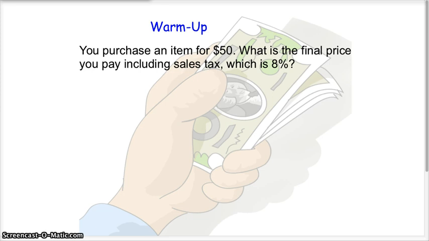Before we start section 7.7, exponential growth, let's start with a warm-up. You purchase an item for $50. What is the final price you pay, including sales tax, which is 8%?